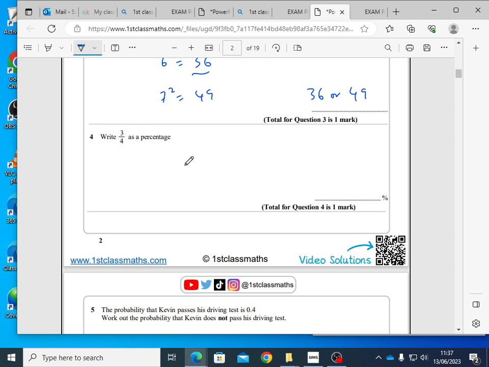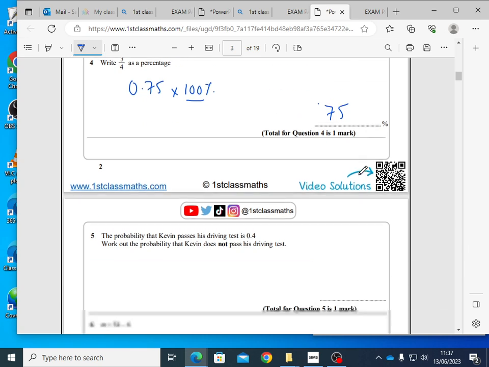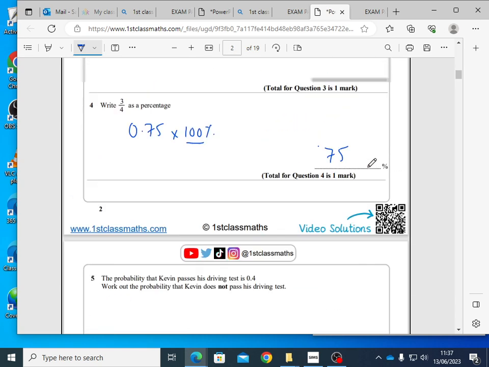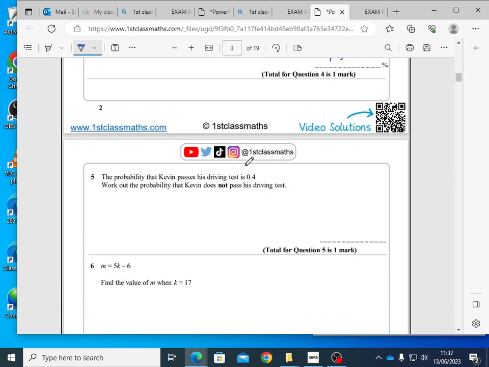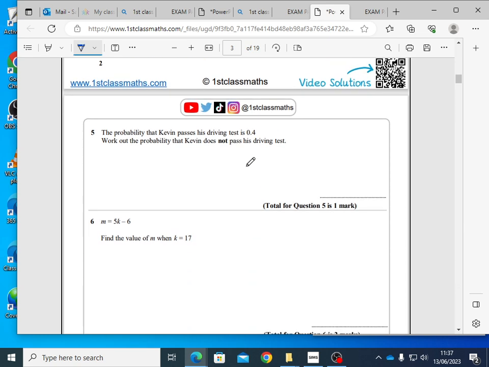This, you can just change that on a calculator. Type that in your calculator as a fraction, 3 over 4, press S to D, and it will change it to 0.75. However, once it has a percentage, don't forget to times that by 100. Percentages are always out of 100. So that will give 75%. If you wrote 0.75, you'll get that wrong. So make sure it's 75%.